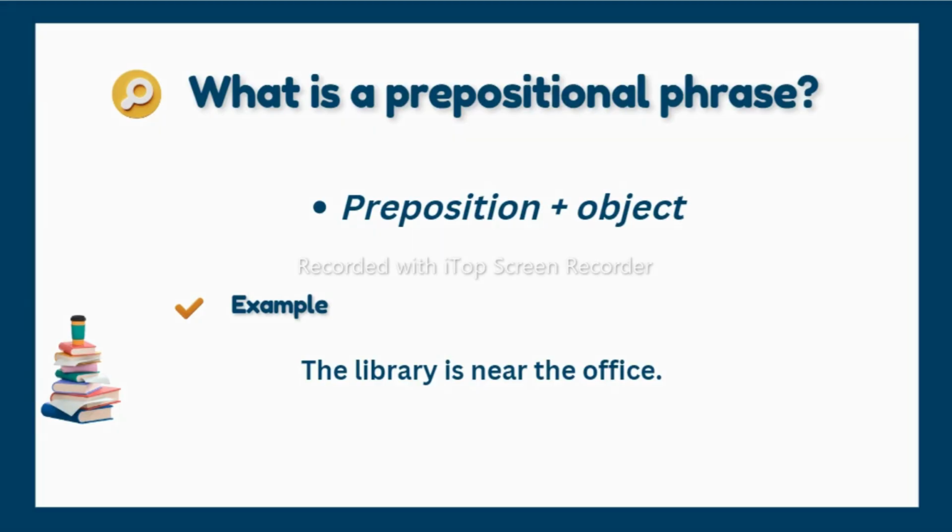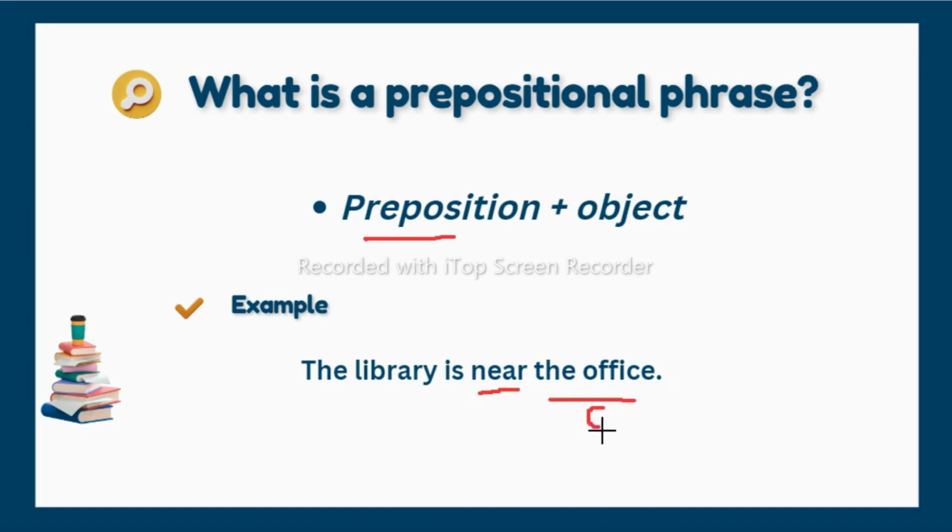Now let's move to our today's topic. What is a prepositional phrase? A prepositional phrase is a combination of two things: preposition plus object. For example, you can see here, the library is near the office. First of all you have to find where the preposition is in the given sentence. So here the preposition is near and the object is the office.